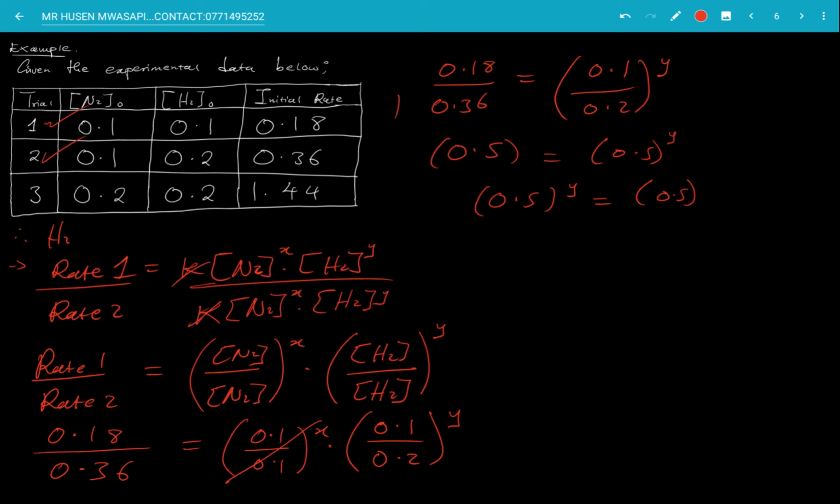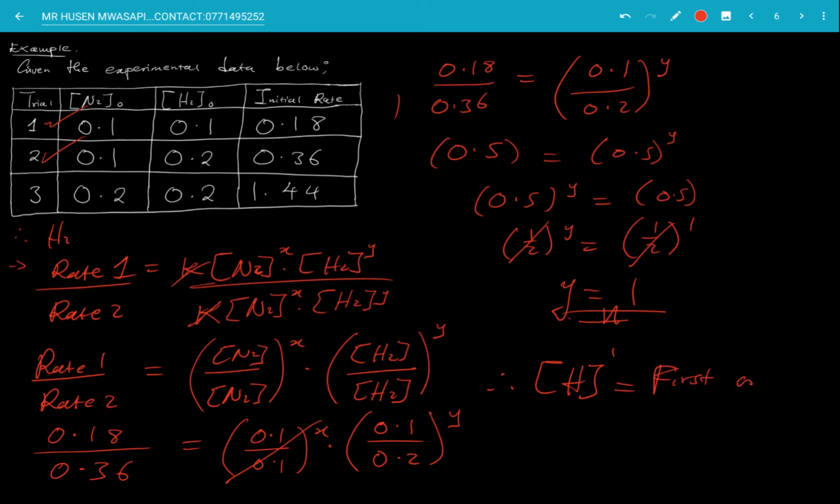So this is like 0.5 to the Y being equal to what? 0.5. So you can just apply indices or logs, either way you still get the answer. So you have 1 over 2 to the Y being equal to what? 1 over 2 to the first power. So this cancels with that, and you drop the powers. Y is equal to what? 1. So this implies that the concentration of hydrogen, or the reactant hydrogen, has the first order. So this is equal to what? First order.